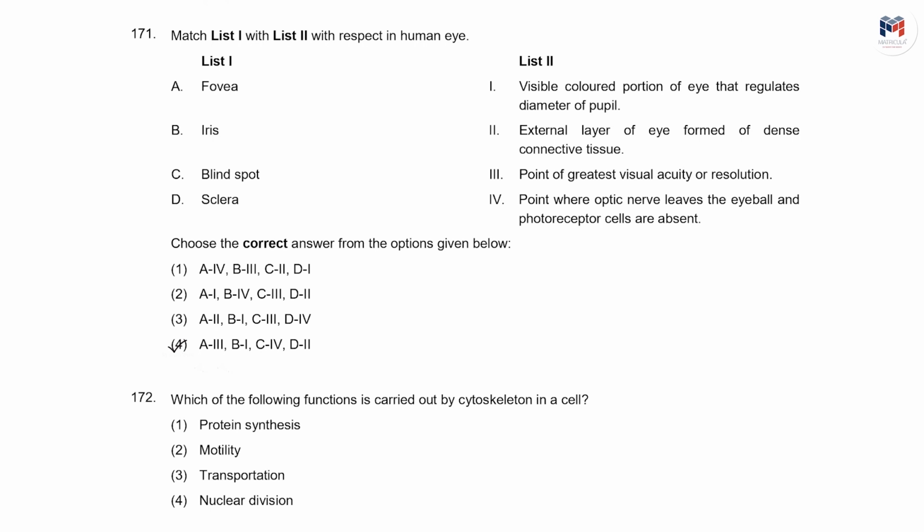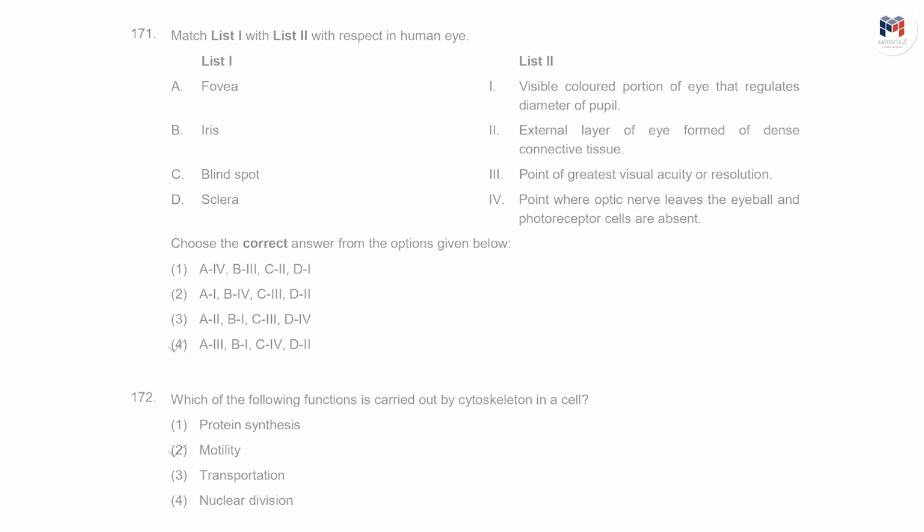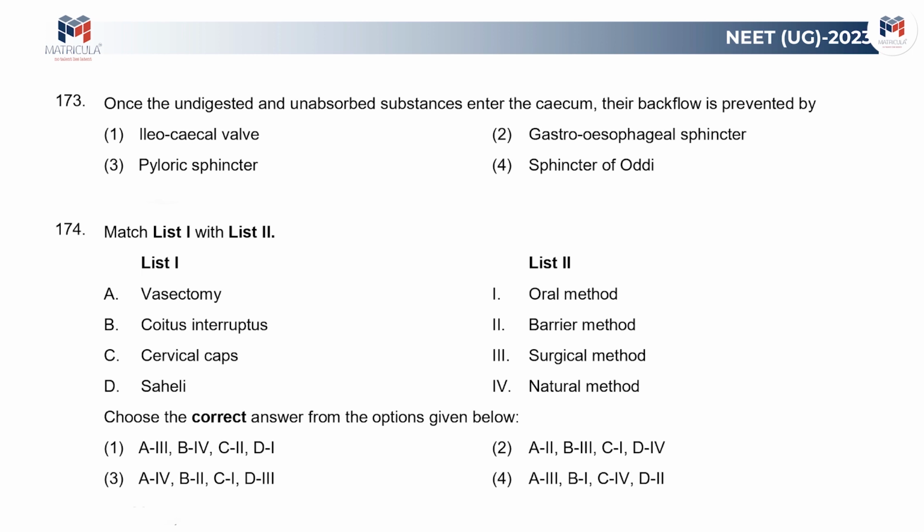Question number 172. Which of the following functions is carried out by cytoskeleton in a cell? The answer is option number 2, motility. Question number 173. Once undigested and unabsorbed substances enter the cecum, their backflow is prevented by. The answer is option number 1, ileocecal valve.